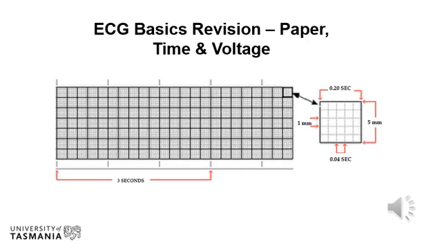Back to the small squares, and each small square represents 0.04 seconds. Each large square represents 0.2 seconds. It therefore follows a pattern that each 5 large squares represent 1 second. So 5 times 0.2 seconds equals 1 second. 15 large squares represent 3 seconds, and so on. Most ECG paper will have some sort of mark at the top of the paper, usually at 1 second intervals or at 3 second intervals.